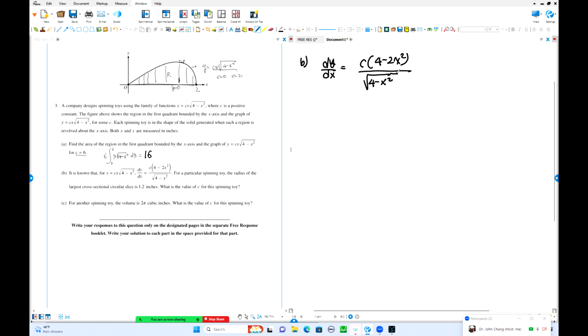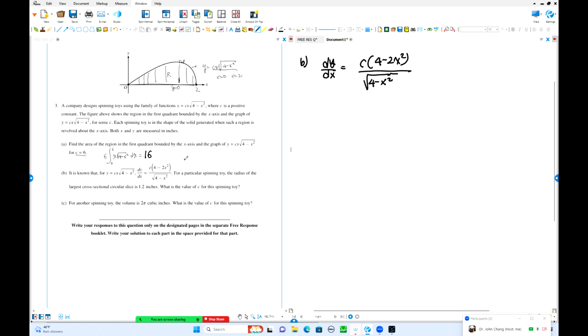Now we can save time. For a particular spinning toy, the radius of the largest cross-sectional circular slice is 1.2 inches. What is the value of c for this spinning toy? So we're going to find the maximum value. The largest cross-sectional circular slice is 1.2 inches.